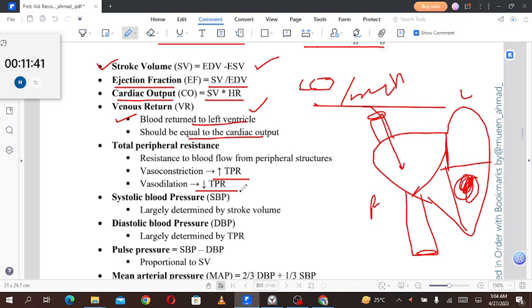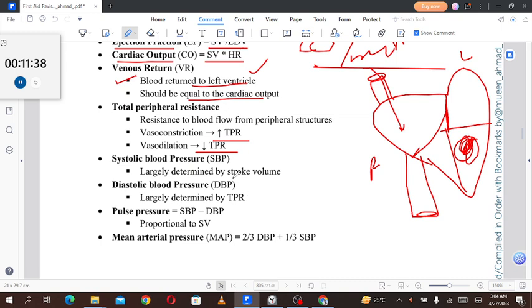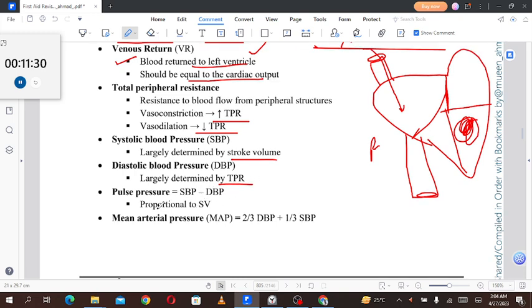So remember that. Systolic blood pressure is largely determined by the stroke volume, and diastolic blood pressure is largely determined by the total peripheral resistance. Pulse pressure is equal to systolic blood pressure minus the diastolic blood pressure, and it is proportional to the stroke volume.